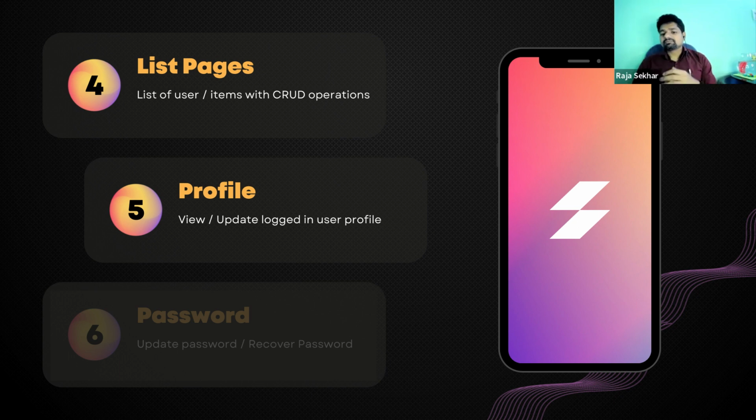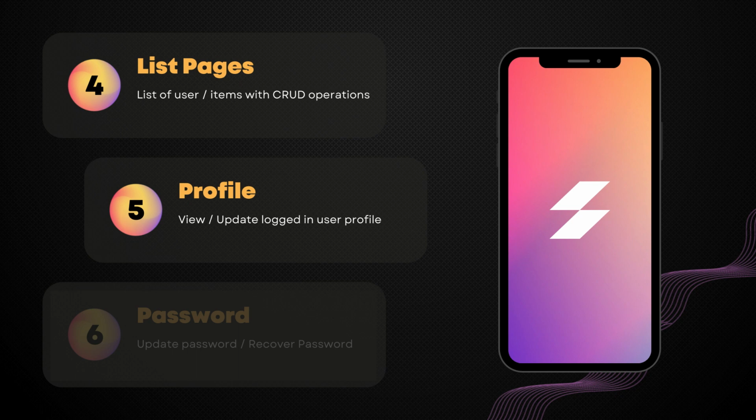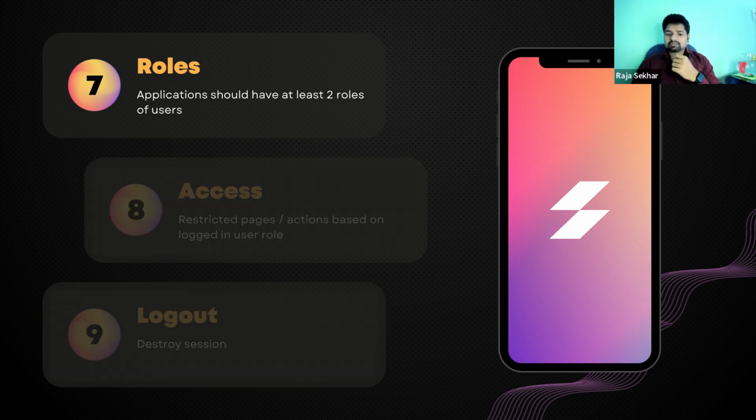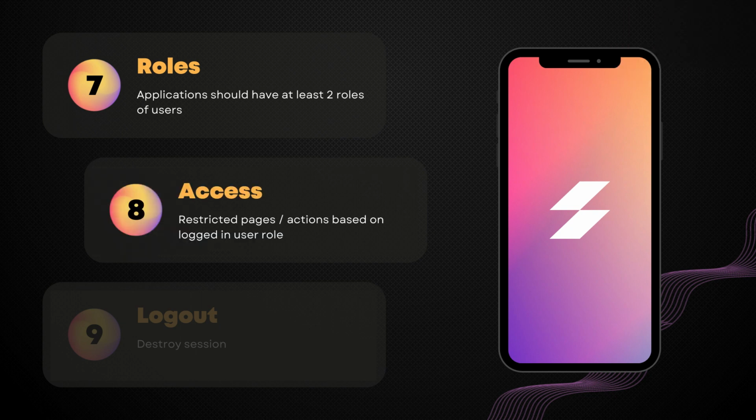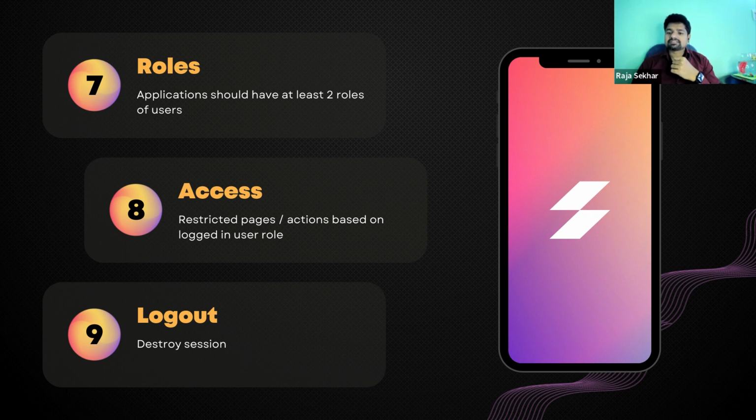Okay, and there should be a profile page to view the logged in user, and they can also update their profile. Okay, and there should be a change password and forget password features. In our project there should be at least two roles, even we can go up to 5 roles as well, if you are willing to work on those roles and restrictions kind of thing. And minimum criteria is at least 2 roles. There should be some restricted pages and actions based on the logged in user role. Okay, and the final thing is logout. So we will be covering these 9 features with these 9 missions.